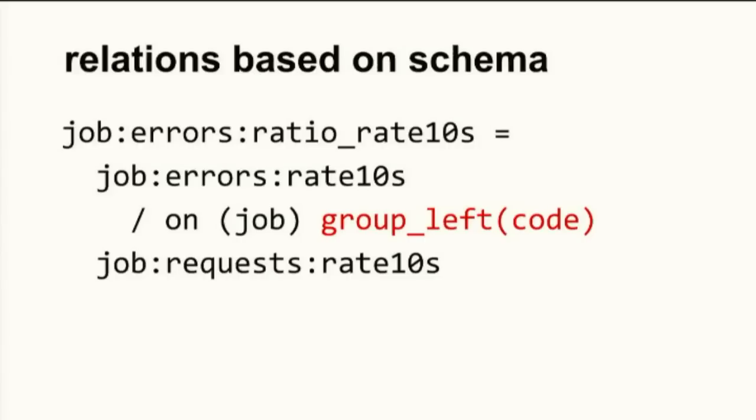But, you know, we exported the errors by code, so maybe we want to preserve the code label on the output. This is a little magic that says join on job, but keep the code in the results. So we're going to say all of the 200 errors, keep them together and say that's the 200s over total requests, the 500s over total requests, the 404s over total requests.